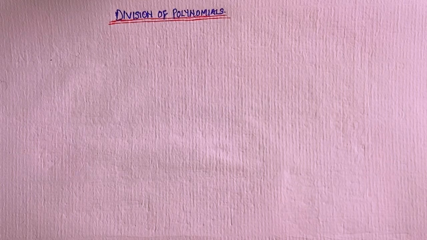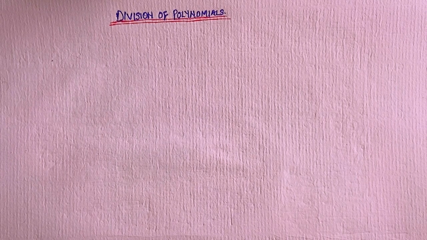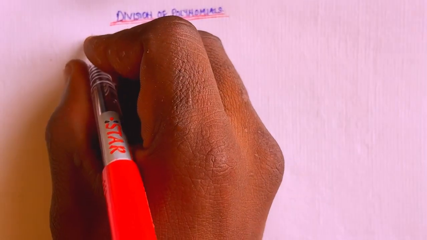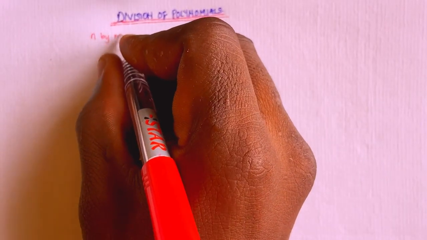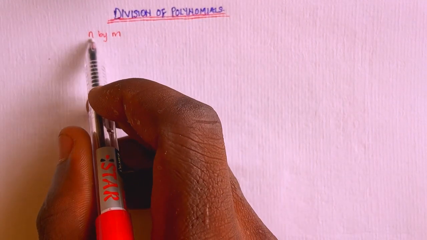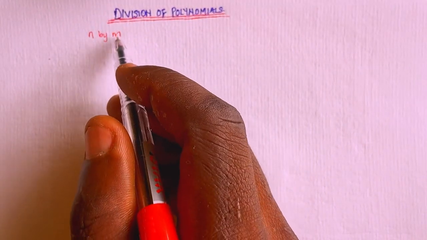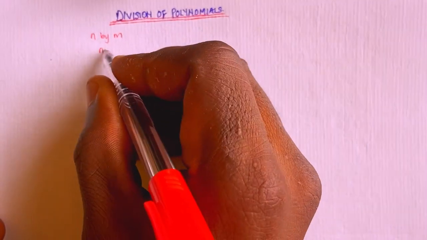In this video, I will be showing you guys how to perform a long division, simply division of polynomials. Suppose you are asked to divide a polynomial of degree n by a polynomial of degree m. This polynomial of degree n can be divided by a polynomial of degree m, provided that your degree n is greater than what?